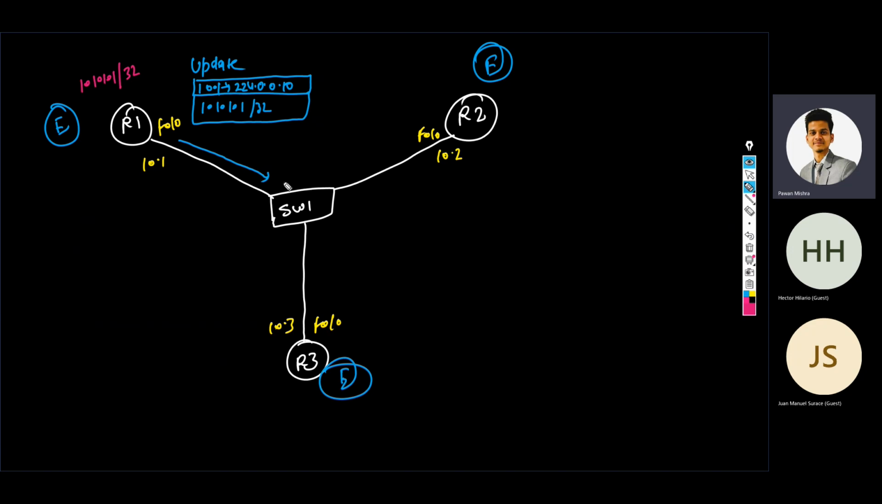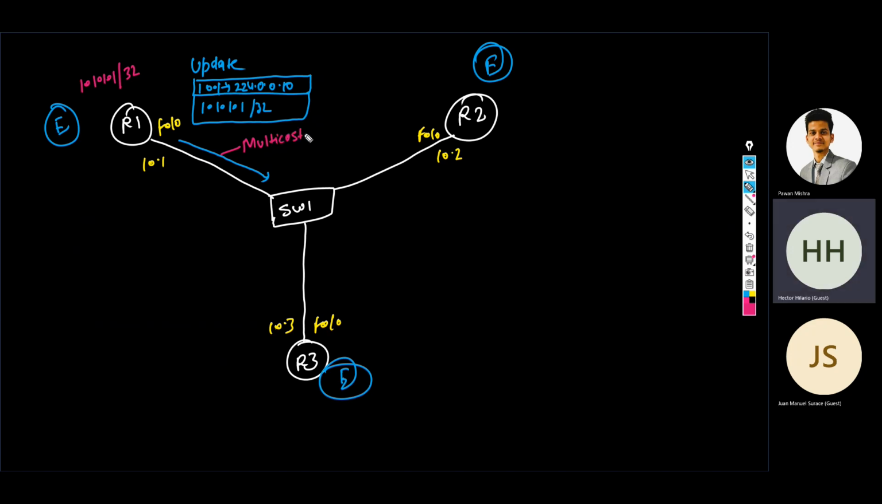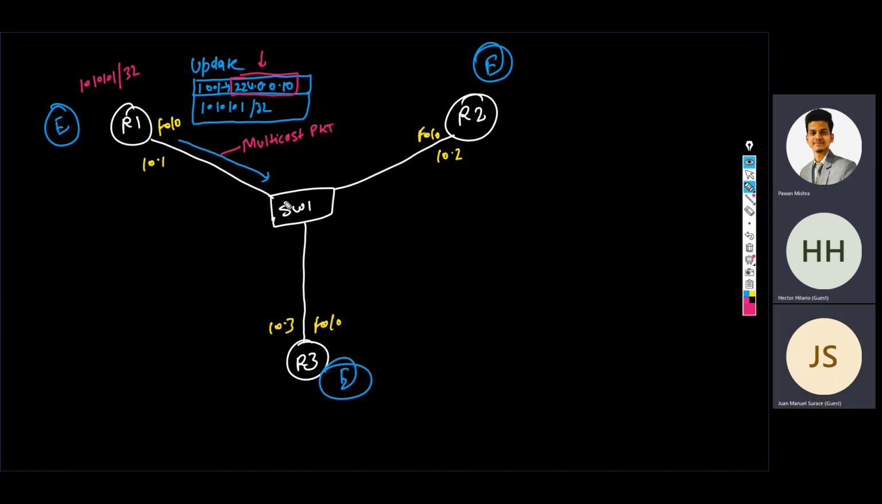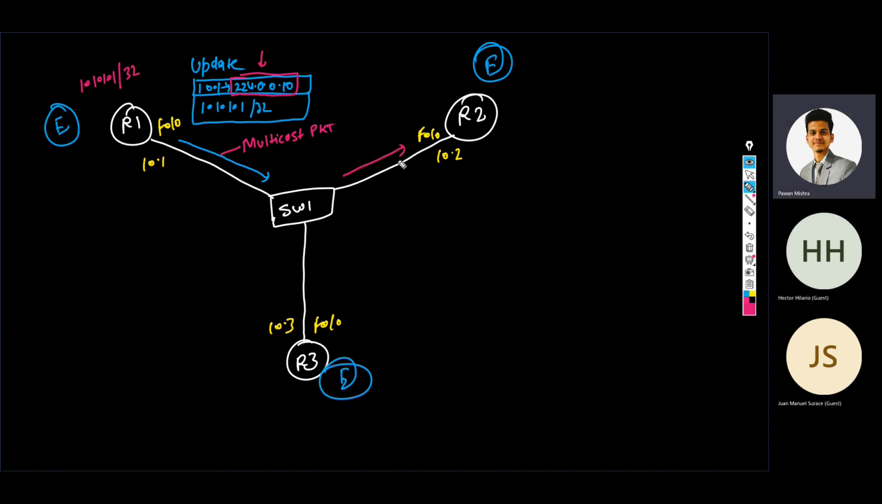So this switch will receive this packet, and this is called a multicast packet. Why? Because the destination IP address is the multicast address 224.0.0.10, correct? Now whenever the switch receives any multicast packet, actually the switch doesn't know multicast, the switch knows only broadcast and unicast. So what will this switch do? This switch will broadcast this packet to both interfaces, correct? So the switch will send this packet to R2 and to R3, right or wrong?